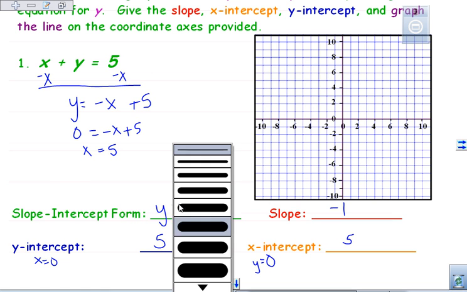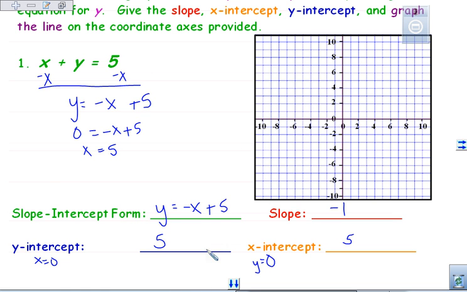So plotting these values, our x-intercept and y-intercept are both at 5. And our slope is negative 1. So that's down 1, forward 1. So that's down, forward, down, forward, down, forward. And we can connect the dots from there. And there would be our line.